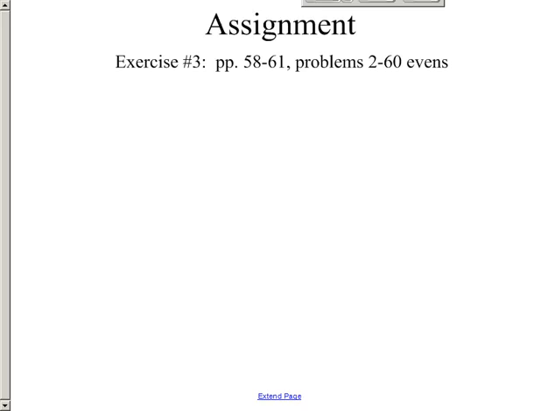Here we go. The assignment today then, exercise number 3, pages 58 through 61, 2 through 60 evens. Again, if you need to come back and look at something, you can. I am going to show you quickly here, it won't be on the recording, but how to type some of these into the calculator as well. All right?